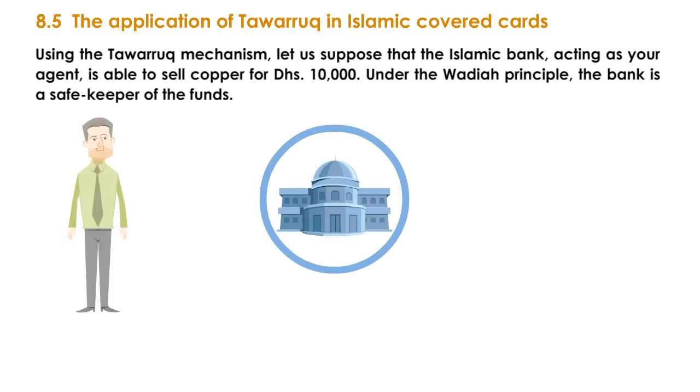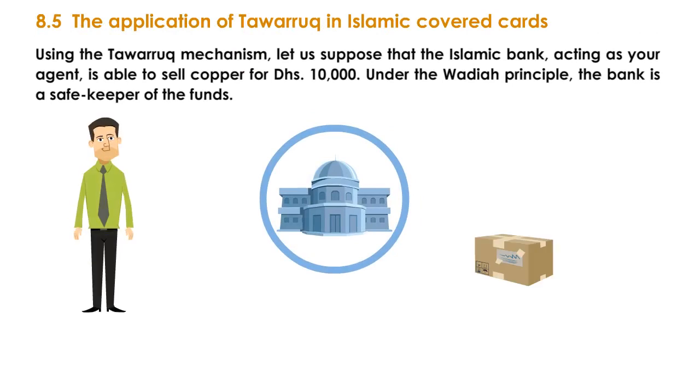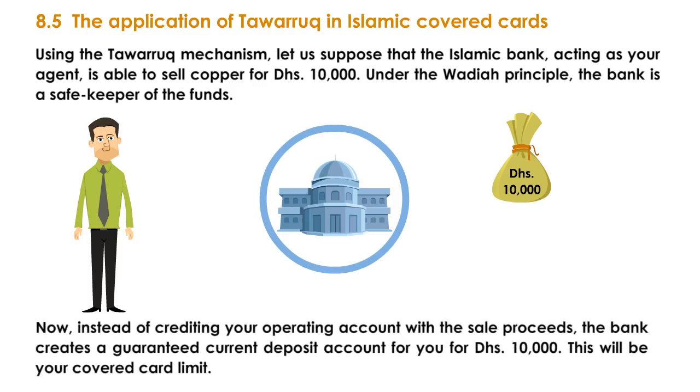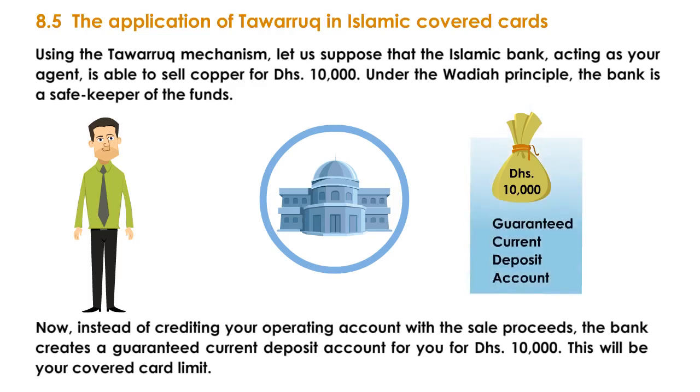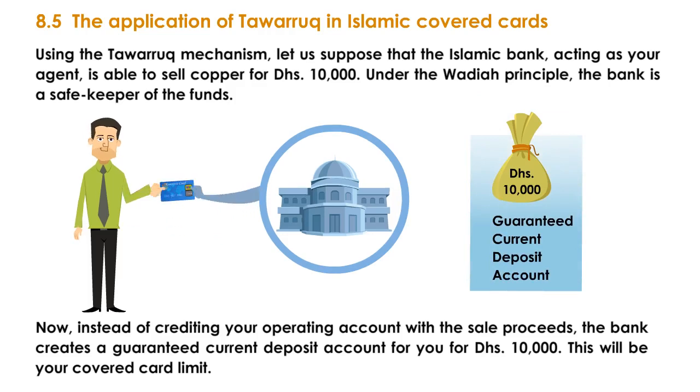Using the Tabarruk mechanism, let us suppose that the Islamic bank, acting as your agent, is able to sell copper for 10,000 dirhams. Under the Wadi'a principle, the bank is a safekeeper of the funds. Now, instead of crediting your operating account with the sale proceeds, the bank creates a guaranteed current deposit account for you for 10,000 dirhams. This will be your covered card limit.